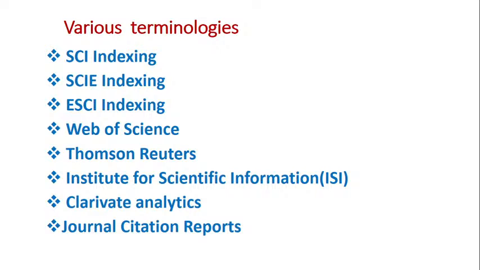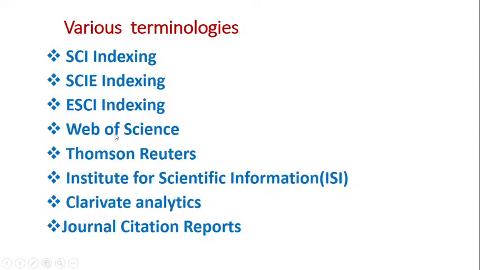So first one, SCI indexing. SCI, SCIE, ESCI, Web of Science, Thomson Reuters, Institute for Scientific Information, ISI, Clarivate Analytics, Journal Citation Report. These are all the words I think people confuse with each other. SCI means, please note down, today there is no SCI. SCI has changed into SCIE indexing. SCI means Science Citation Index, now changed into Science Citation Index Expanded. ESCI means Emerging Source Citation Index.